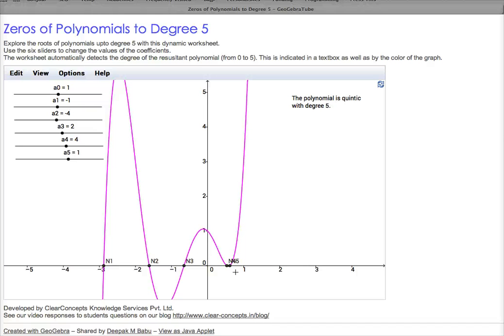Now it's n because it's a fifth degree. If you do a fourth degree, then you get r's. You'll get r1, r2, r3, r4. So this is a fifth degree polynomial. It has 5 roots. Can you see that? Or it has 5 zeros.